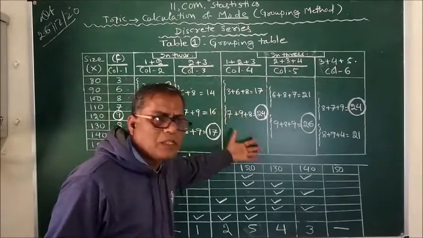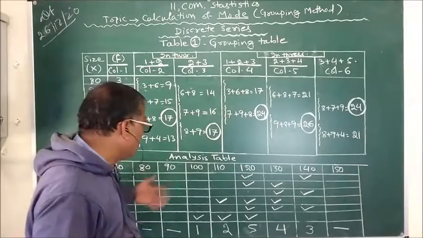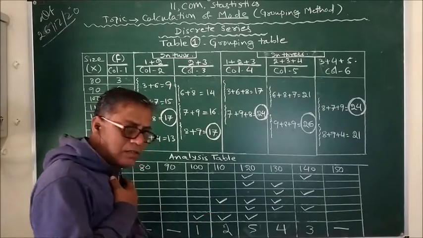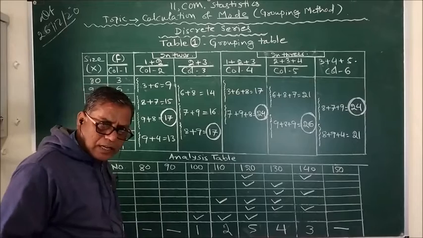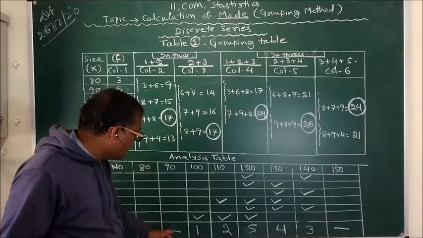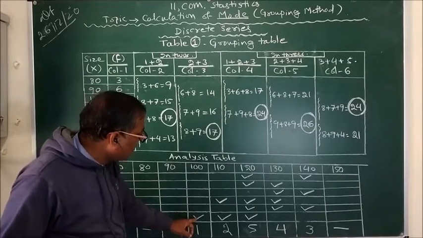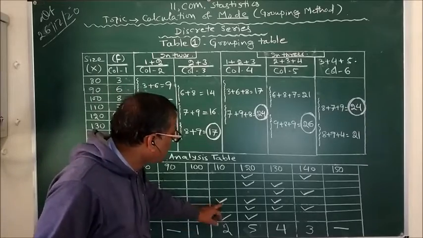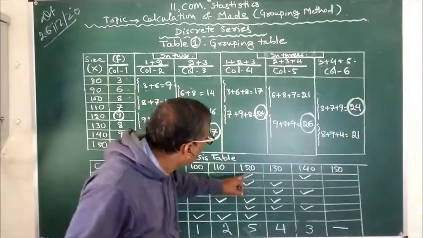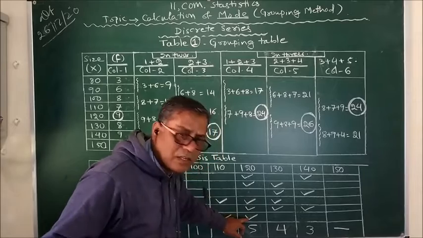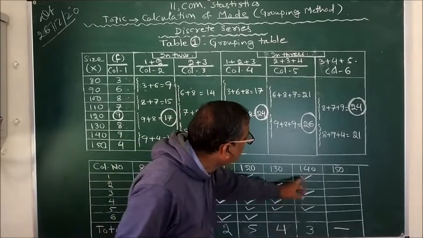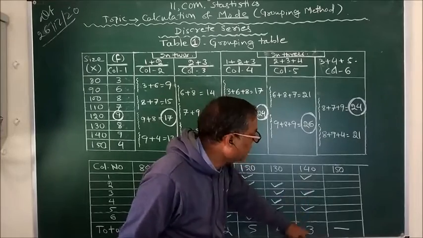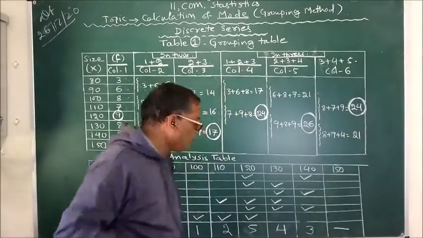Now we'll have to simply find the total. The last row is total. Here no tick, total is 0. No tick, total is 0. 1 tick, total is 1. 2 ticks, total is 2. 1, 2, 3, 4, 5 ticks, total is 5. 1, 2, 3, 4 ticks, total is 4. And 1, 2, 3, total is 3. No ticks, total is 0.